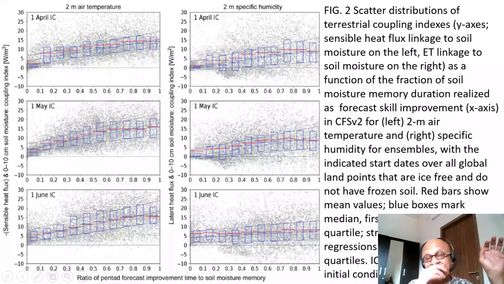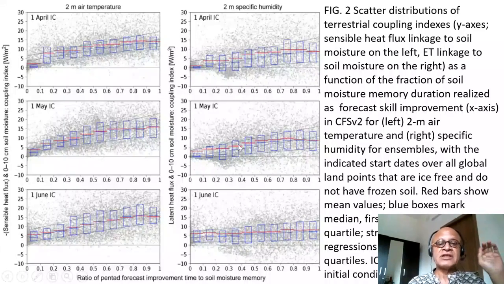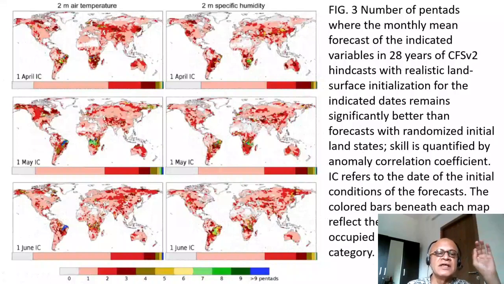Okay, so there is potential predictability from soil moisture memory and based on these coupling strengths, but when you look at the global level forecast skill improvements, it is not that impressive. So potential predictability is not necessarily realized. But the good news here is the number of pentads where the monthly mean forecast of the indicated variables in 28 years of CFSv2 hindcast, so you go back in time and do the forecast experiments, with realistic land surface initialization for the indicated dates remains significantly better than forecasts with randomized initial states.